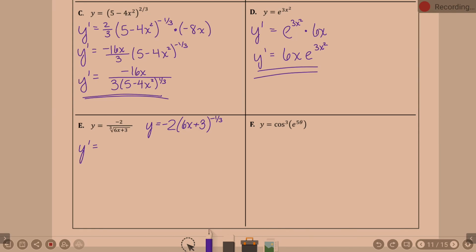Okay. Negative 2/3. No, positive 2/3. Multiply the negative 1/3 out front. Negative 1/3 times negative 2 is going to be positive 2/3. Inside stays the same. Power: negative 4/3. Subtract 1 and you're at negative 4/3. So we did the derivative of the outside, which was the negative 1/3 power, times 6. The derivative of 6x plus 3 is 6.